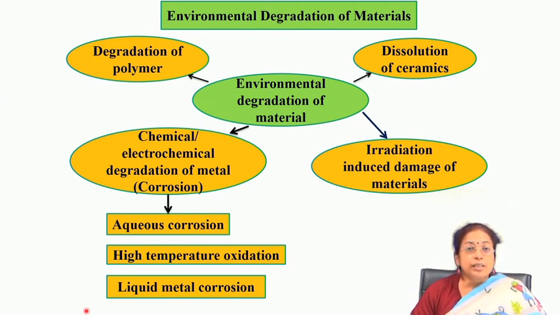This is nothing but chemical or electrochemical degradation of materials. Now, if you quickly go through the different types of corrosion, you will find that they may be classified into three categories. One is aqueous corrosion, the second one is high temperature oxidation, and the third one is liquid metal corrosion. Corrosion is a kind of degradation which is very much dependent on the surface structure, particularly surface microstructure and composition, and it may be prevented by the process of surface engineering.